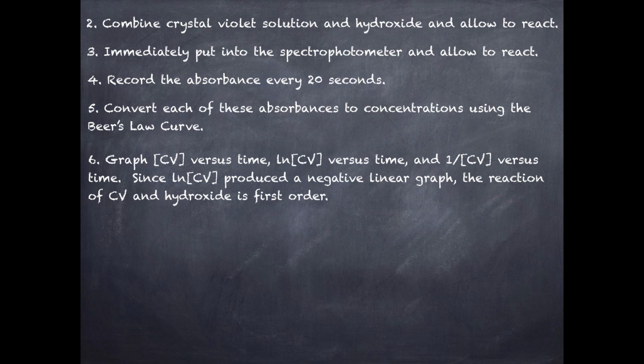And what we found was that when we plotted the natural log of concentration of crystal violet versus time, we got a negative linear graph, which tells us that the reaction of crystal violet with hydroxide is first order for crystal violet. Just a couple of notes about this laboratory procedure, because we can always change the actual details of the procedure, but the major points that need to be noted. First of all, remember if the graph of 1 over concentration versus time is a positive linear slope, then you know you have a second order reaction.